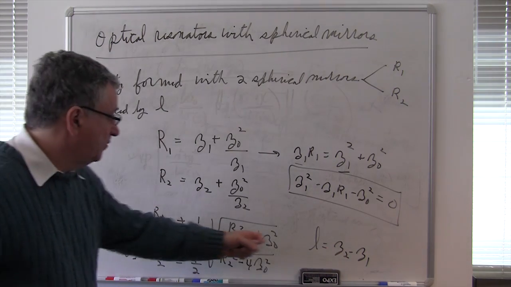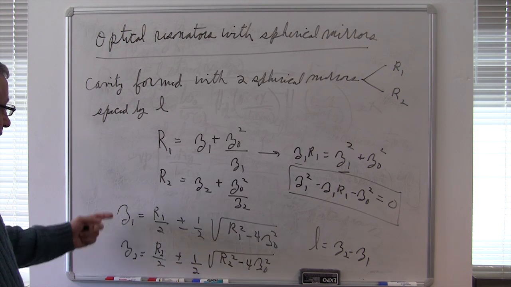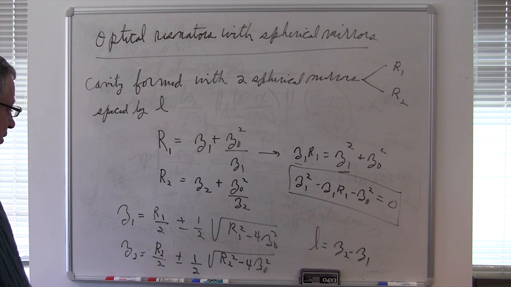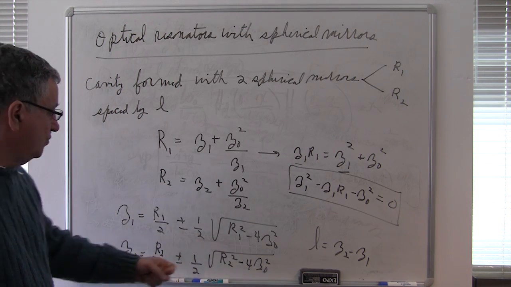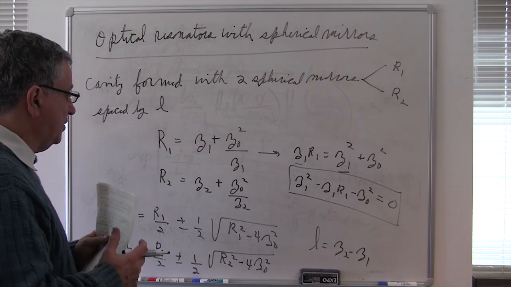So you get three equations with three unknowns, and you can find the positions as a result of these equations. You can find Z1, Z2, and Z0. These are the three unknowns.